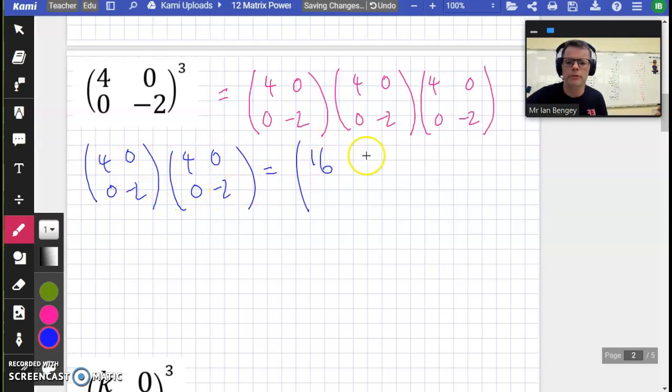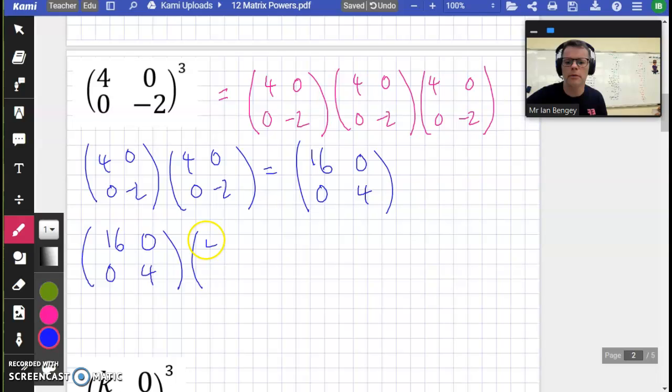4 zeros and 0 negative 2s is 0. 0 4s and negative 2 zeros is 0. And negative 2 times 0 is 0, and negative 2 times negative 2 is positive 4. So I'm skipping a bit of that multiplication working, but we're multiplying and adding, and if you're studying matrices, you will probably be able to do that working in your head.